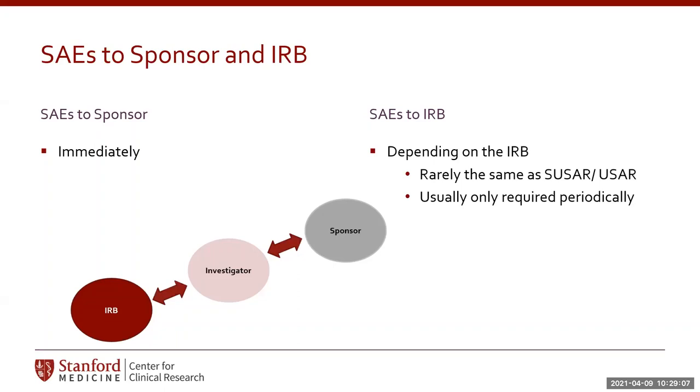I think I have a slide at the end that may answer that, so I'm going to hold off on that. But in general, SAEs are not an immediately reportable event per the regulations to the FDA. The sponsor is the one that needs to be immediately made aware of those. And IRB is something I will get to. You know what, I will get to it. I'm just confusing everyone right now.